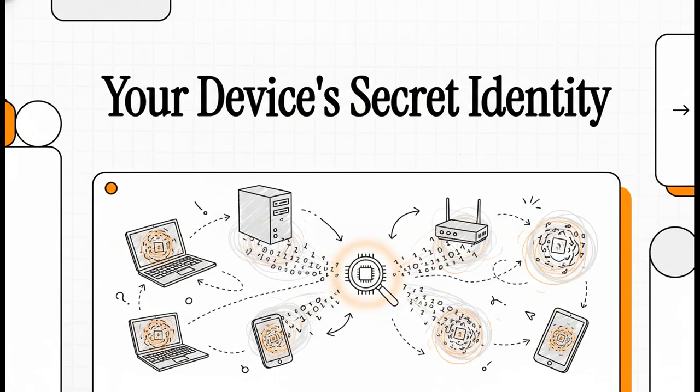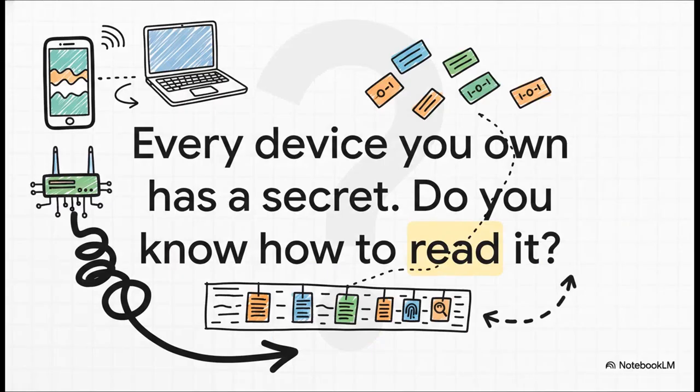You know, every single device you connect to the internet has a secret identity, a permanent digital fingerprint. And today, I'm going to show you exactly how to read it. So let me ask you, that phone in your pocket, the laptop on your desk, even your router, they all have a story to tell. And they tell it through a unique code. Do you have any idea what that code is or what it can reveal? Well, stick around, because by the end of this, you're going to.